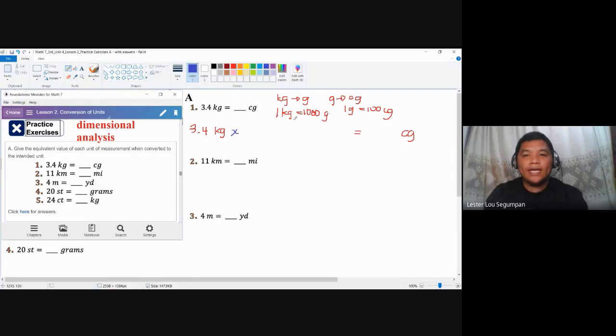Take note that 1 kilogram is equal to 1,000 grams. When two expressions are equal, we can just come up with one fractional form using these values. And don't forget that when we divide equal expressions, they're just equal to 1. Just like 1 million over 1 million, 5 divided by 5, 2 divided by 2. They're just equal to 1. So basically, we're just multiplying here an expression equal to 1.